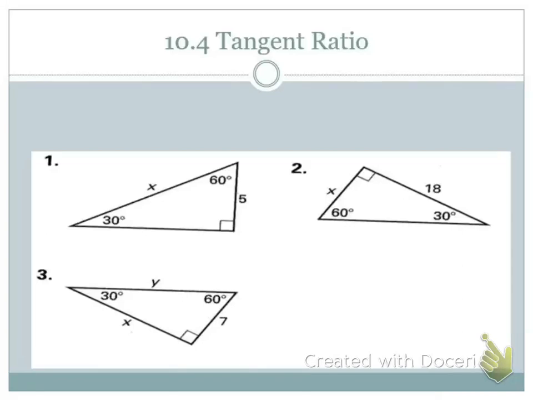All right, today we are going to start talking about the tangent ratio for section 10.4, but first, let's get through these warm-ups. So we are just going to find any missing sides that are labeled. For 1 and 2, we just have one thing to find. On number 3, we need to find both missing sides.